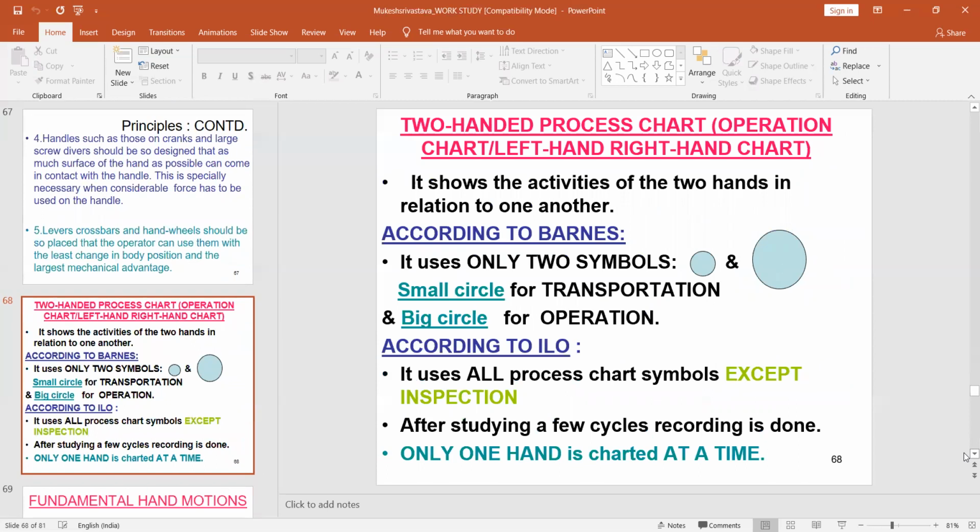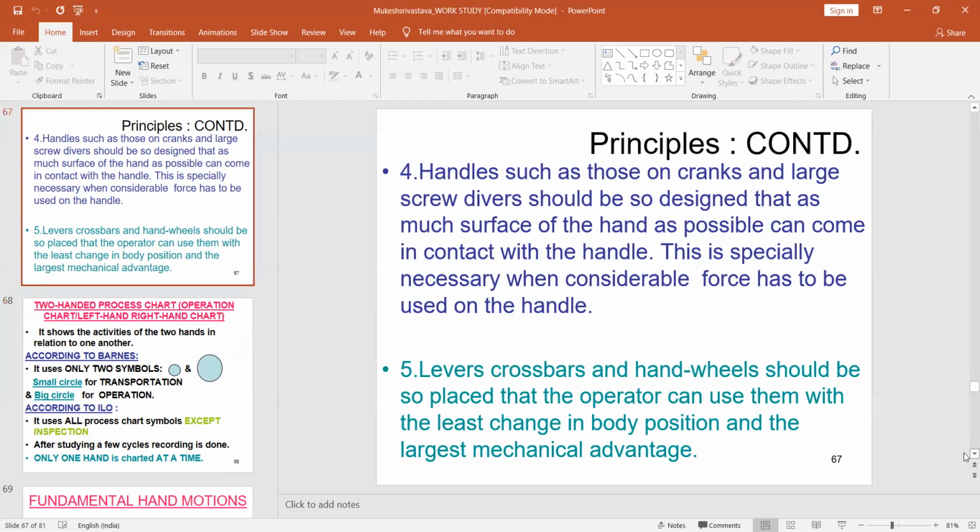So these were the principles of motion economy. I am restricting myself to this particular topic today. The next thing will be discussed in the next slide or in the next video lecture.